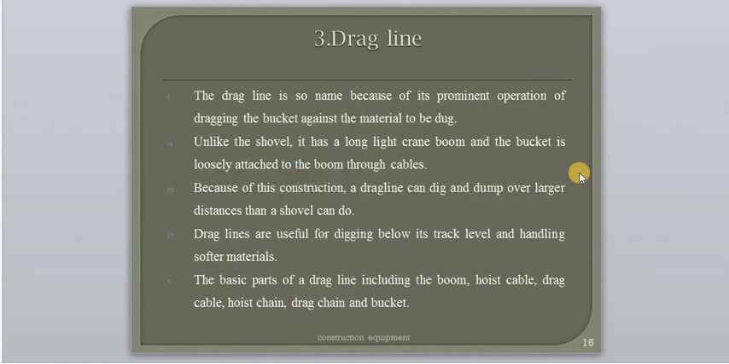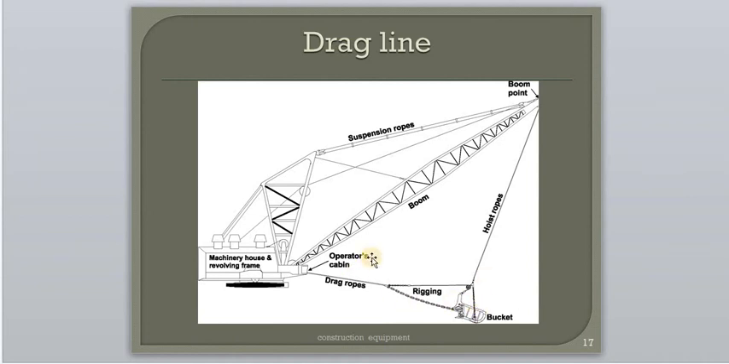The drag line is so named because of its prominent operation of dragging: dragging the bucket against the material to be dug. We have to drag the material which has been dug, so for dragging it is used, and therefore it is named the drag line. Unlike the shovel, it has a long light crane boom, and the bucket is loosely attached to the boom through cables. This is the boom, the boom point is there, and with the help of rope the bucket has been attached.